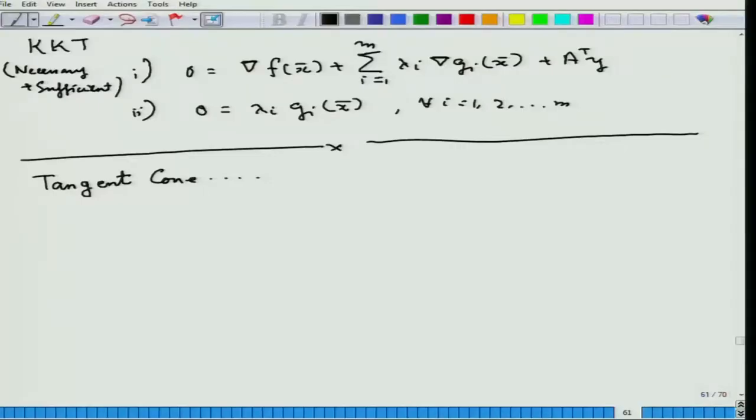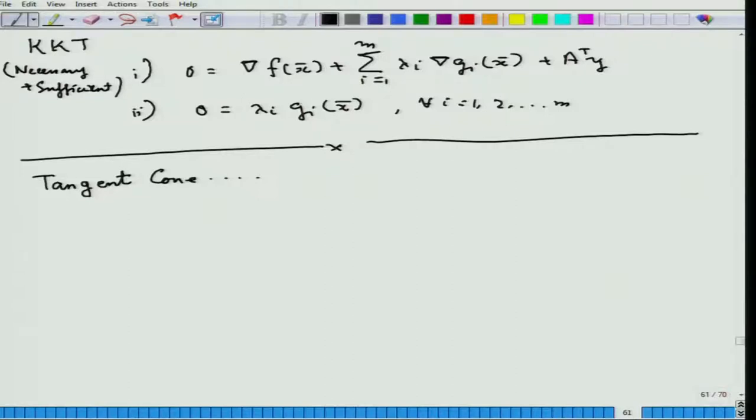Welcome back once again, and as promised, we would start discussing the notion of tangent cones today. In the last class, if we go back to what I have said, then you would observe that we ended up with this sort of Karush-Kuhn-Tucker necessary and sufficient condition. I have proved the necessary part, and you can prove the sufficient part yourself by employing the definitions of convexity of F and G and the affineness of this class of constraints Ax equal to b.